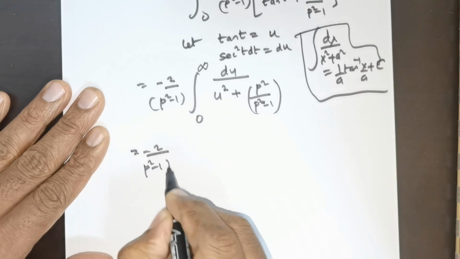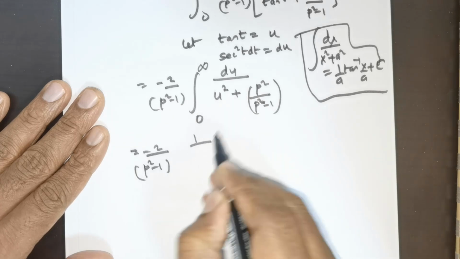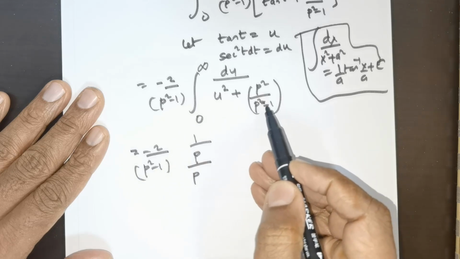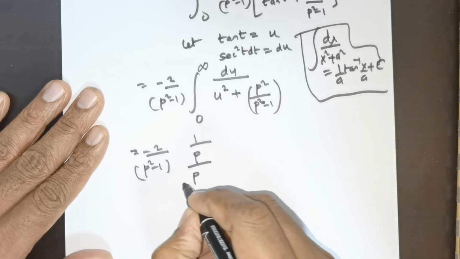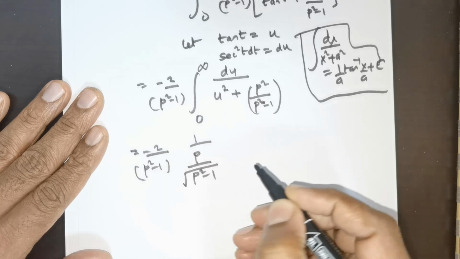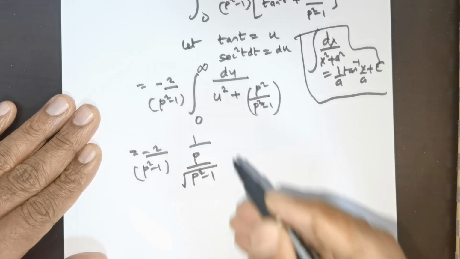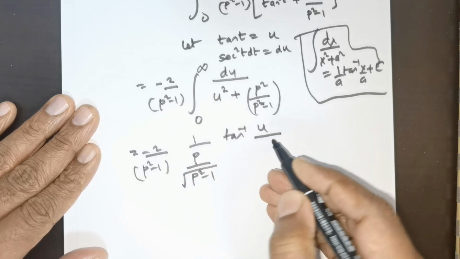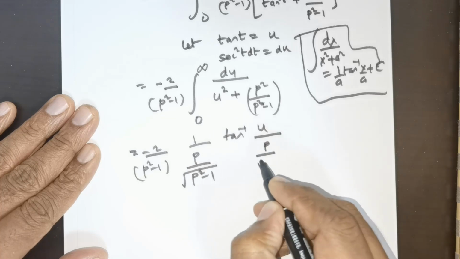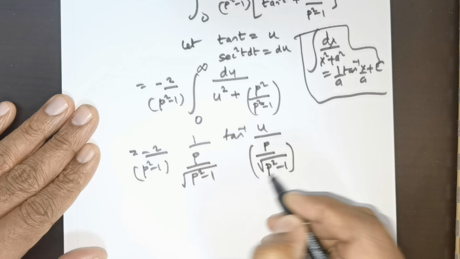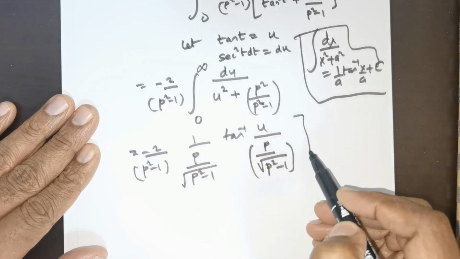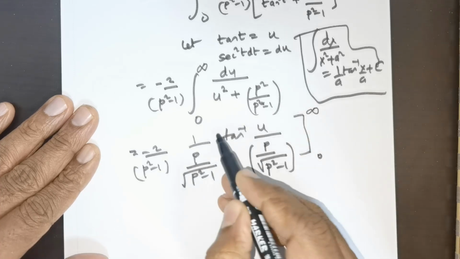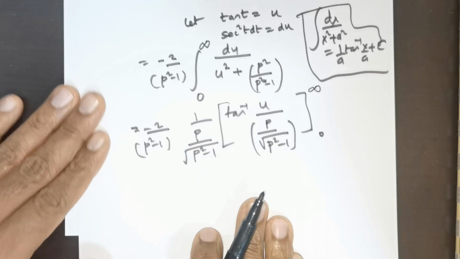Negative 2 p squared negative 1 is there. This is tan inverse of 1 over a. 1 over a is p divided by root of p squared negative 1, so that is written in this fashion. So tan inverse of x is u divided by a is p divided by root of p squared negative 1. I'm not going to fix in the arbitrary constant as yet, because we have the limits 0 to infinity, so we don't have to use any arbitrary constants.